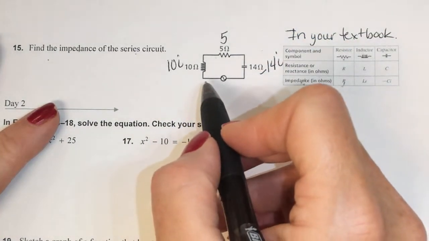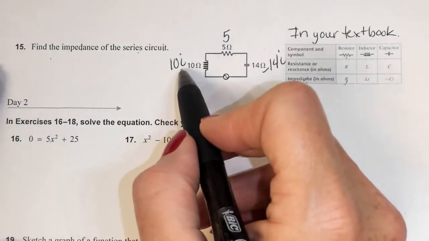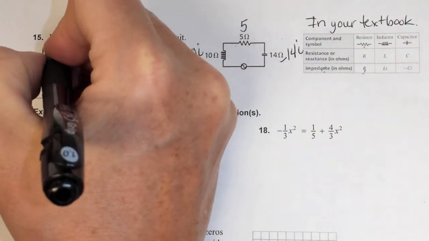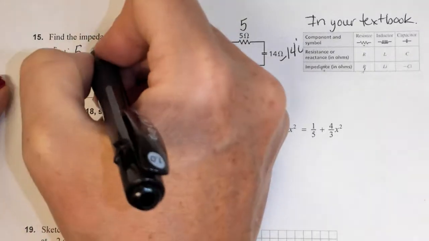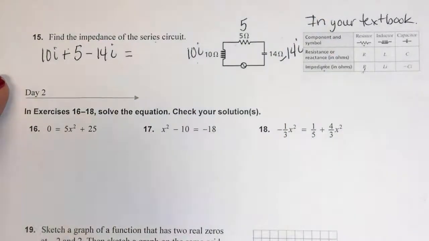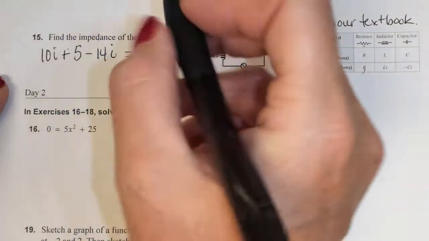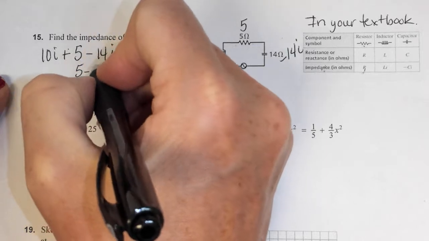So we're trying to find out what the impedance of this whole series would be. Well, all we have to do is add them together. So it's going to be 10i plus 5 minus 14i. And so the total impedance of the series circuit is going to be 5 minus 4i.